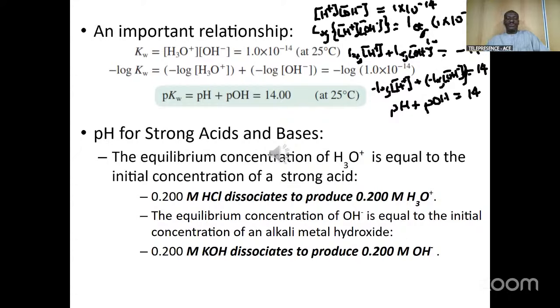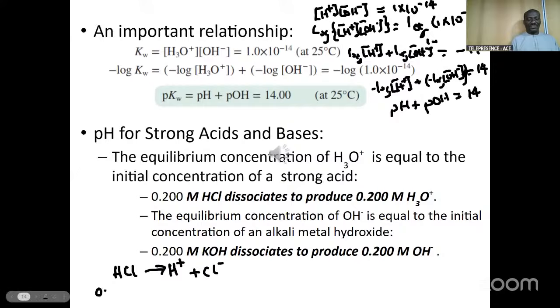For example, 0.02 molar HCl. Now that is for a monoprotic acid. Please don't conclude like that. Okay, for HCl, we ionize completely to give H plus and Cl minus. So if you have 0.2 of this, then by the time it ionizes completely, you're going to have 0.2 of this, and nothing of this will be left in solution.